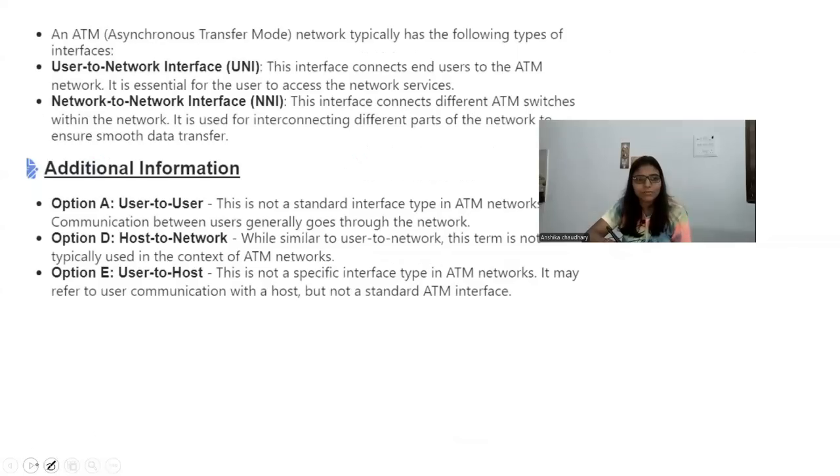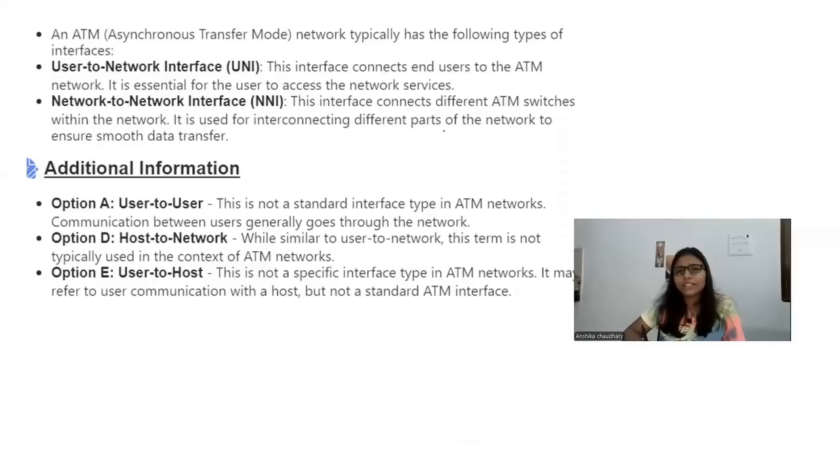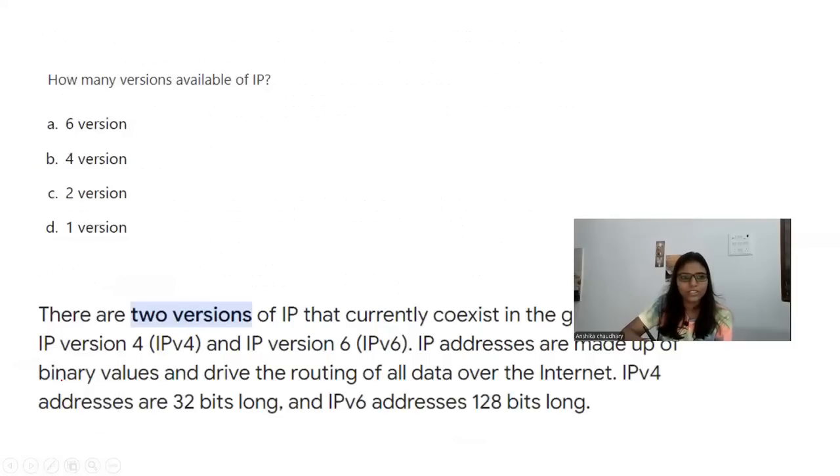Let's move on to the explanation part. You can see that an ATM, asynchronous transfer mode network, typically has the following types of interfaces: user to network interface and network to network interface. The user to network interface connects end users to the ATM network. It is essential for the user to access the network services. The next interface connects different ATM switches within the network. It is used for interconnecting different parts, and you can have a look at the additional information. All right, so let's move on to the next question.